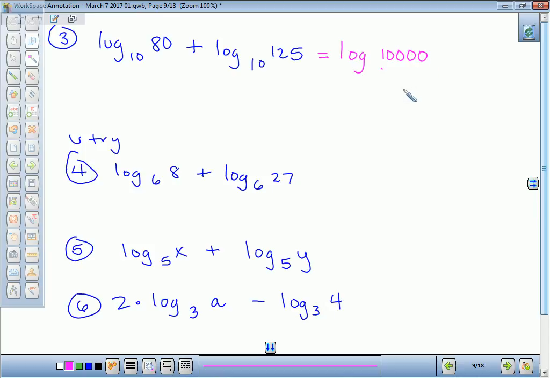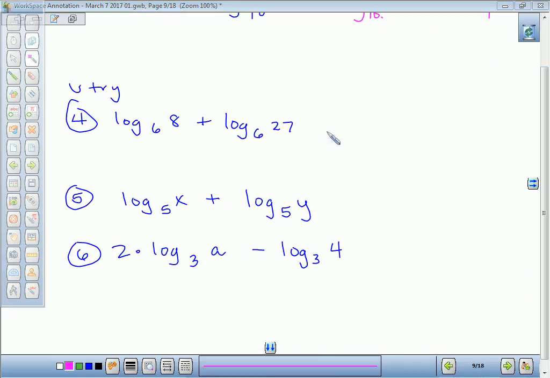Now this actually does simplify, because how many zeros are there? 4. 10 to the 4th is 10,000. So this didn't simplify, and this didn't simplify, but when I put them together, they do.